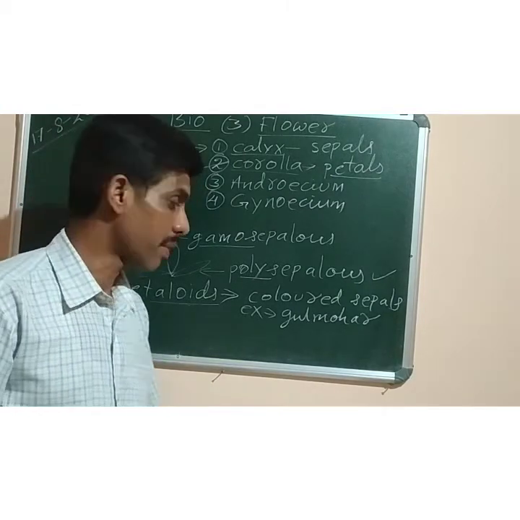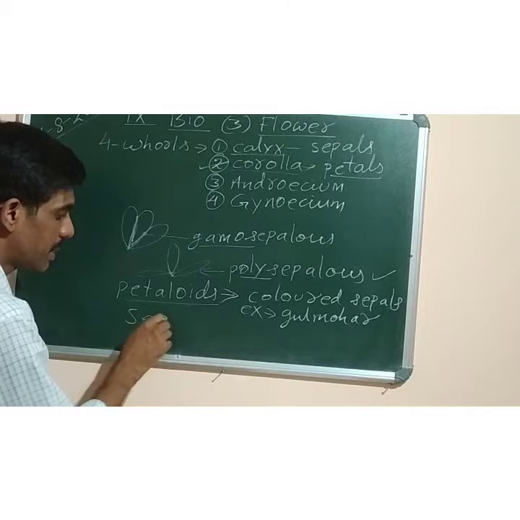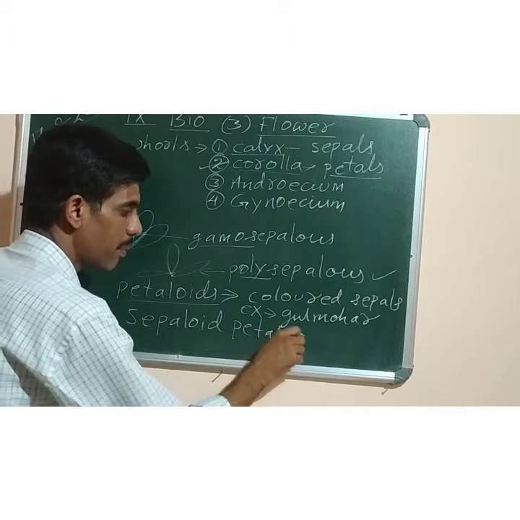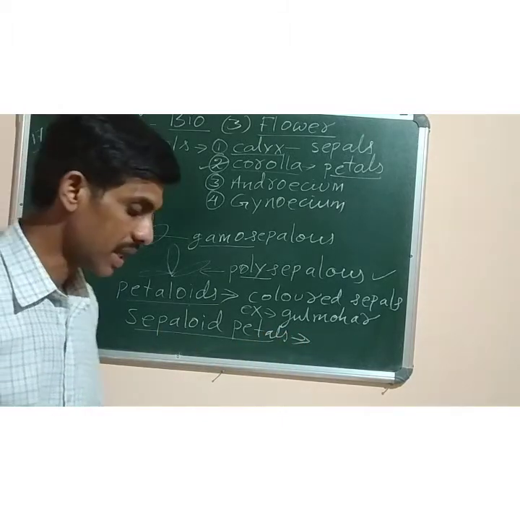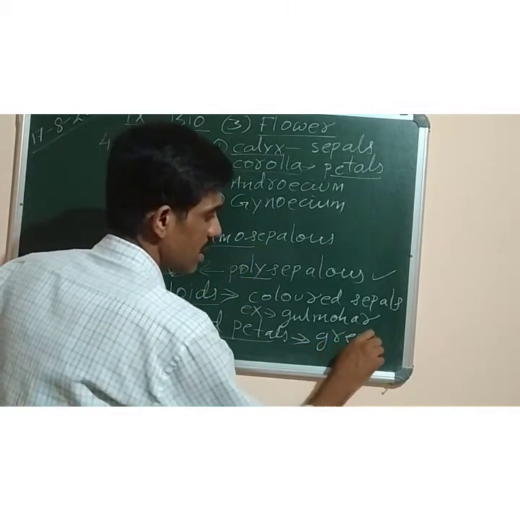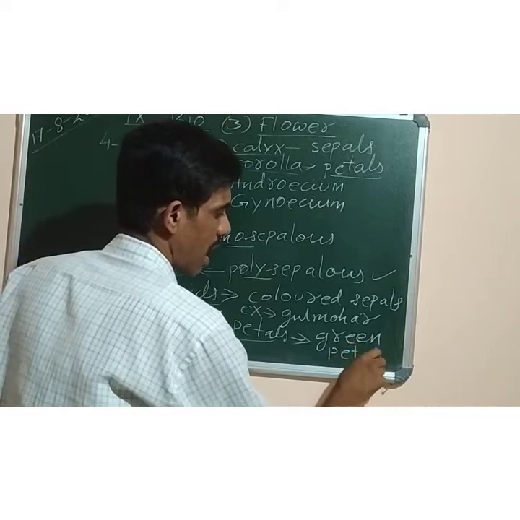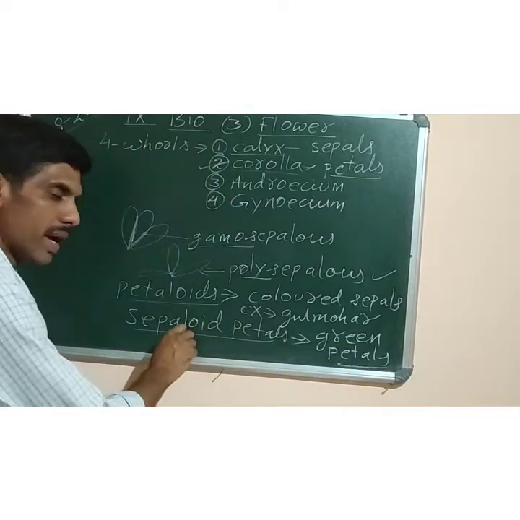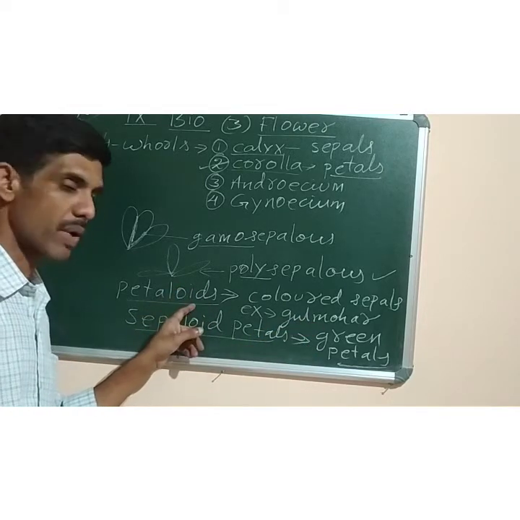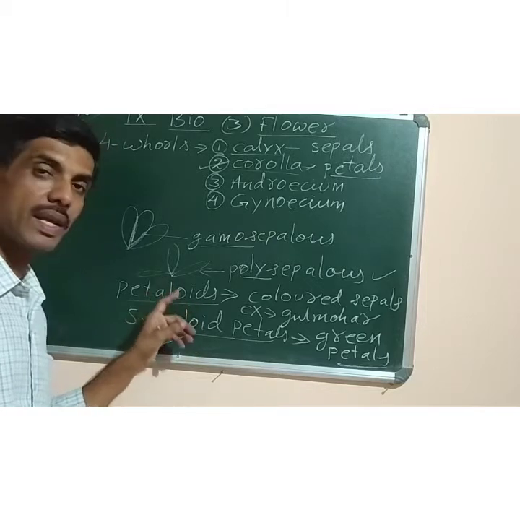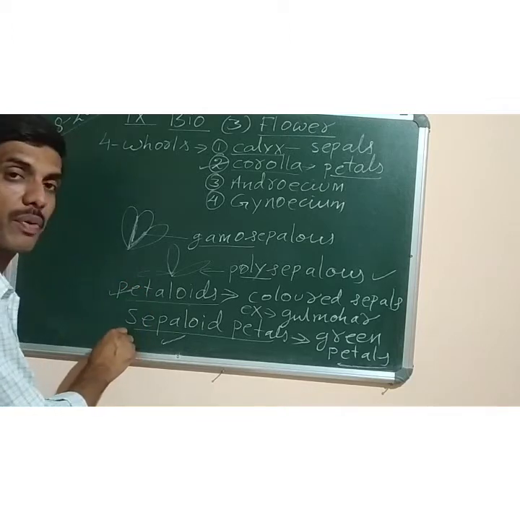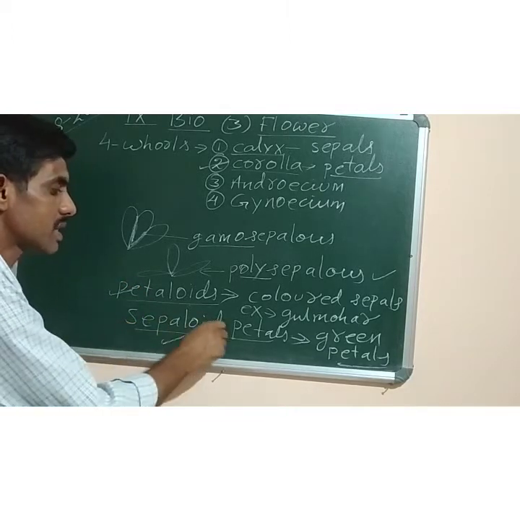In some flowers, the word sepaloid is used. So what is sepaloid? It is the name of petals. What type of petals? The petals which are green in color are called sepaloid petals. Okay, so here you can write, green petals are known as sepaloid petals, and colorful sepals are known as petaloids. So sepals generally remain green in color, but if they are colorful, it is called petaloid. Similarly, petals are colorful, but if they remain green in color, it is called sepaloid petals.